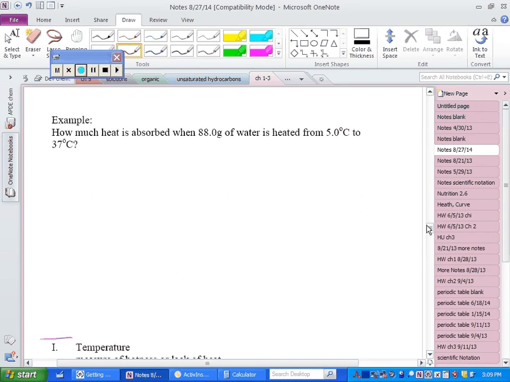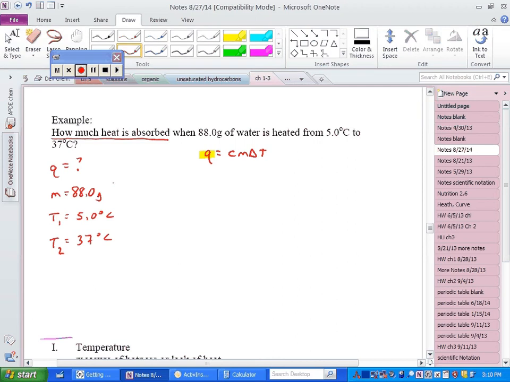So here's an example. How much heat is absorbed? So Q, heat, is our unknown. 88.0 grams, that's our mass. Water is heated from 5 degrees Celsius, so there's one temperature, and 37 degrees Celsius, there's our second temperature. So Q equals Cm delta T. Q is our unknown. We have M, and we have two temperatures in the equation.